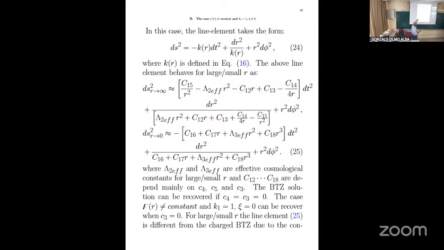And as we see, the asymptotic behavior behaves like anti-de Sitter or de Sitter for large or small r. Of course, as we see, this solution is different from the charged solution of BTZ.